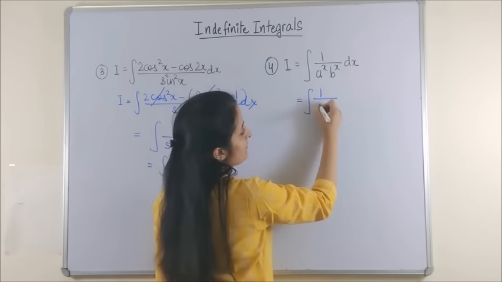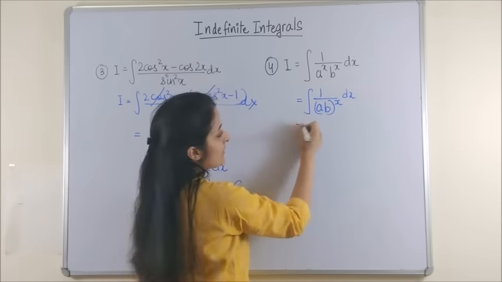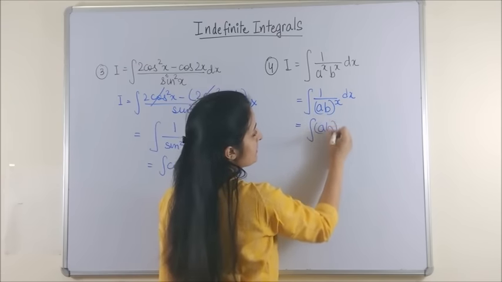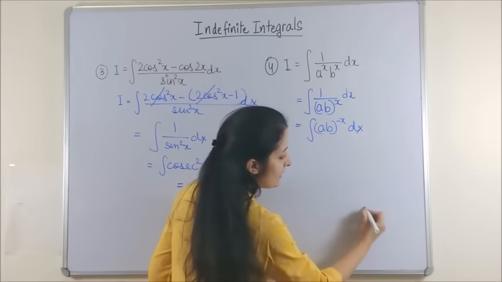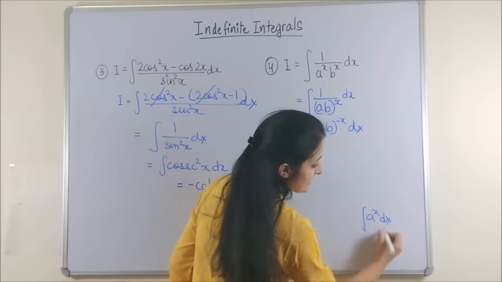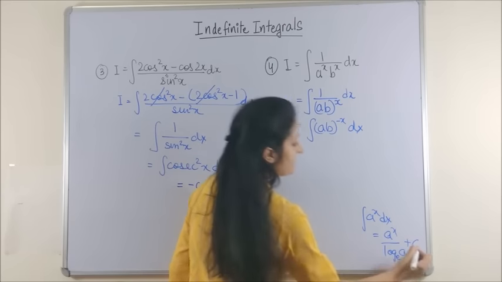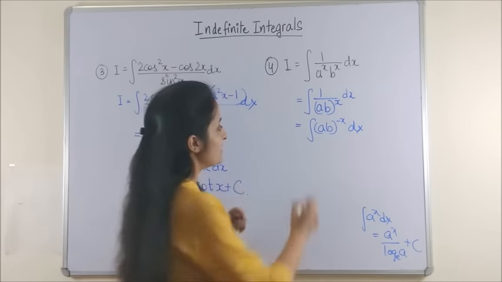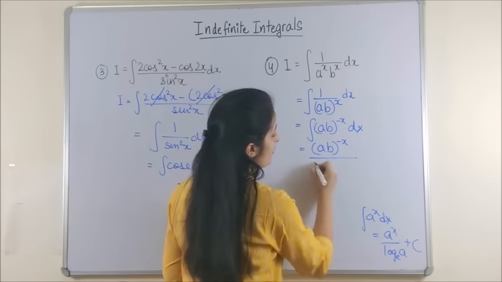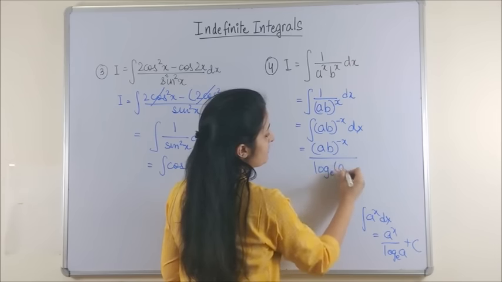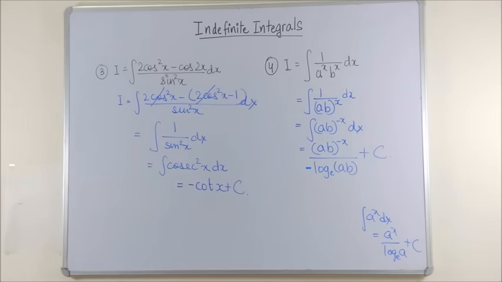You know we can combine this and write it as ab whole raised to power x, which can further be written as ab whole raised to power minus x dx. Now referring to the formula, the integral of a to the power x dx is a to the power x upon log a plus c. Once we apply this, we get ab whole raised to power minus x upon log of ab plus c. And well, that's your answer.